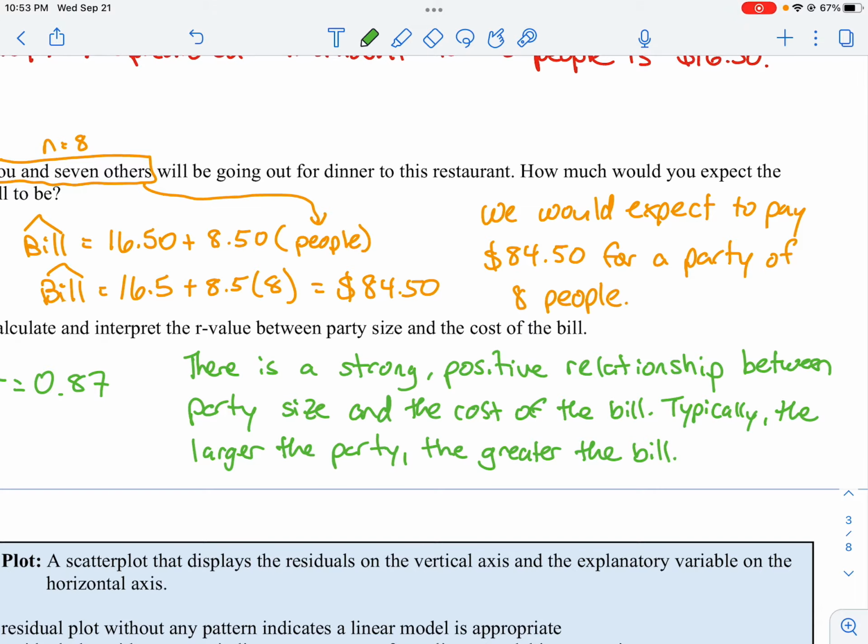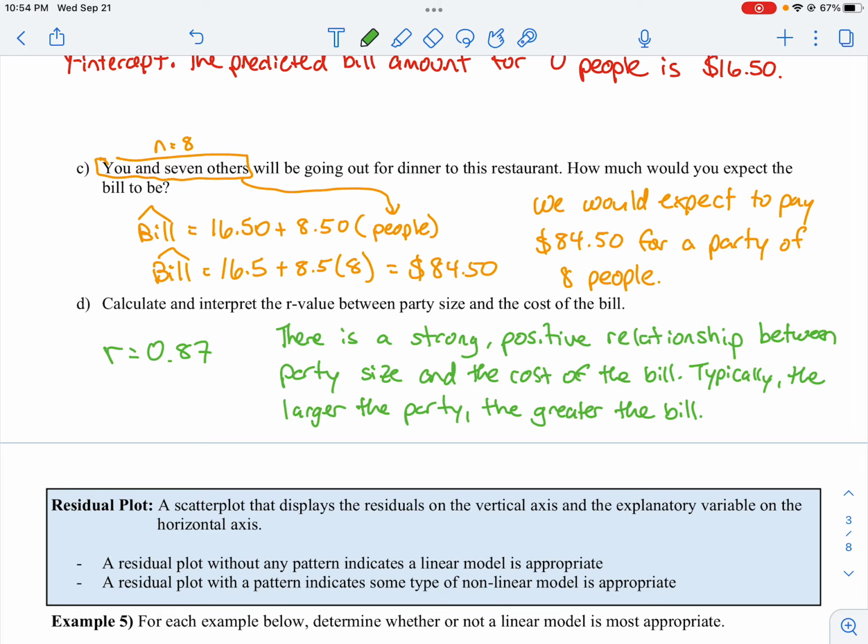So remember that when we interpret an R value, we discuss its strength and direction, and then if it is strong or moderately strong, we include that context of typically as x goes up, y goes up, or as x goes up, y goes down, depending on the direction, with context. Okay. So that's all good review there.